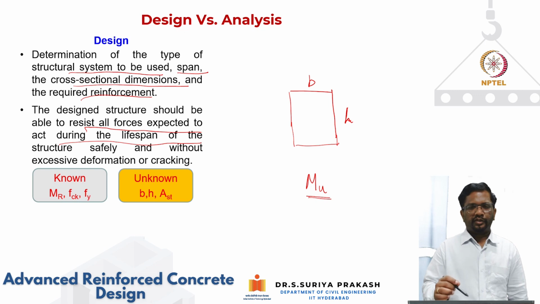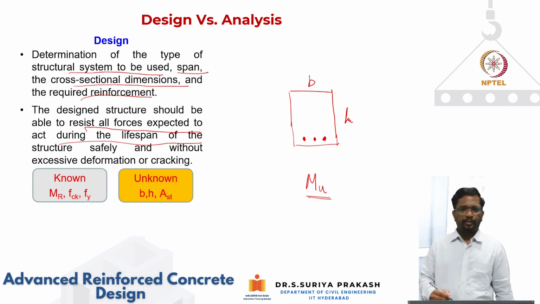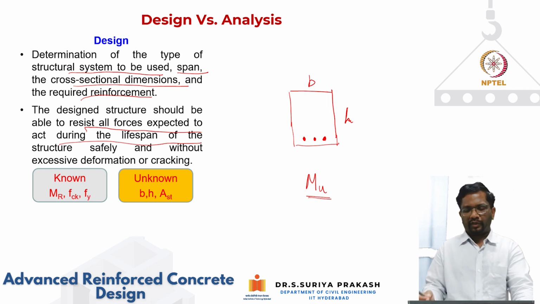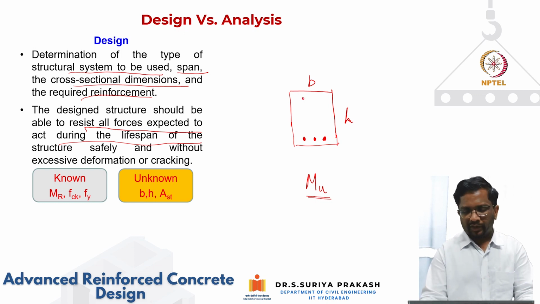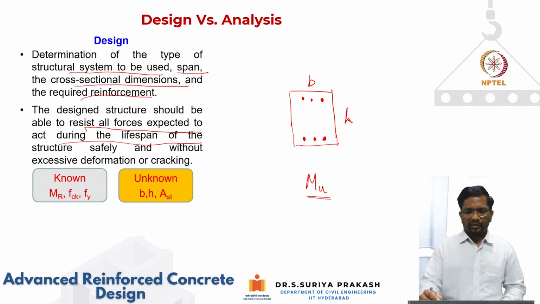Now that I fix these dimensions B and H, I have to put some steel to make sure that it has adequate capacity. Sometimes, if you put steel only on the bottom, one side, you call that a singly reinforced section. Sometimes, if your Mu is much larger, based on the flexural design requirements which we'll discuss, you may end up providing some steel at the top also. This is called a doubly reinforced section.